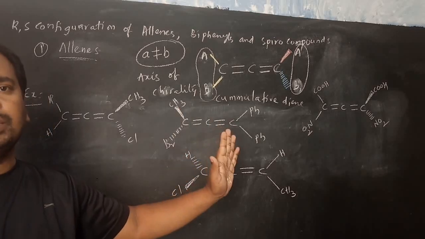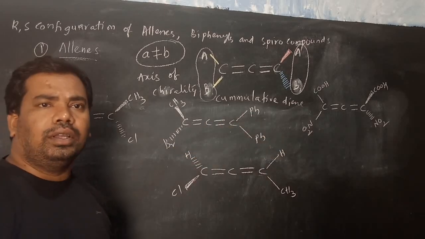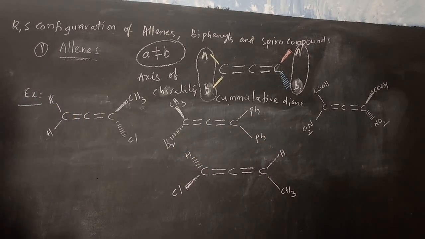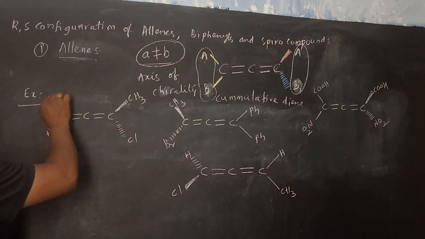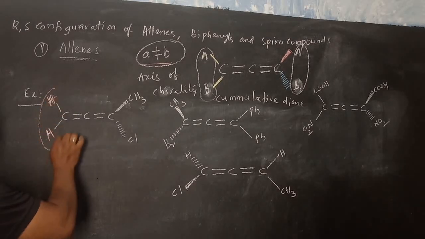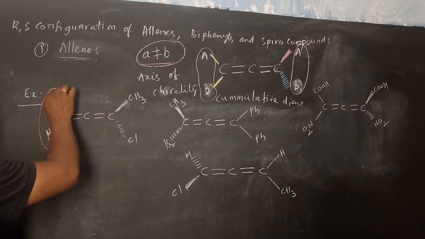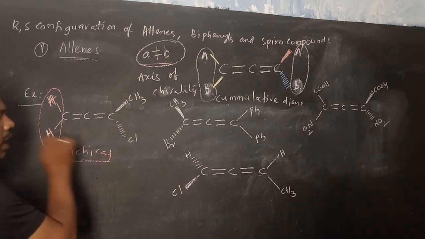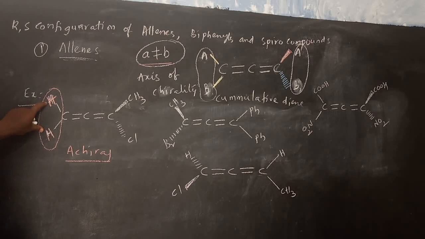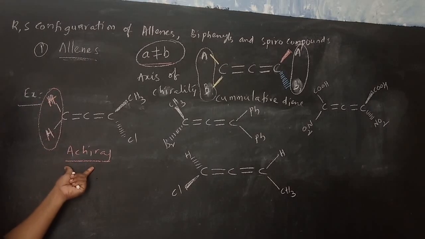Which is chiral and which is achiral, and then we will assign the RS configuration of the following given examples. So here you can see, what is our rule? A is not equal to B. Here hydrogen atom and hydrogen atom, two identical atoms are present. If identical atoms are present, then it is not chiral, it is achiral. Simply look at the allene molecule, and if the atoms at one end are identical, you can say it is an achiral molecule.